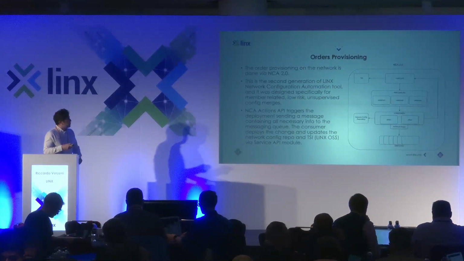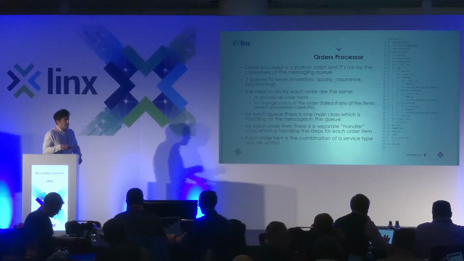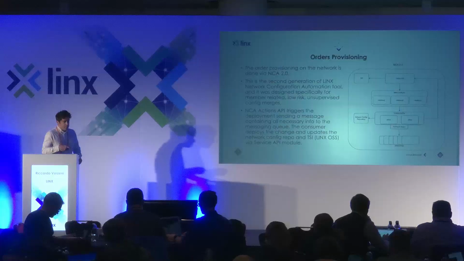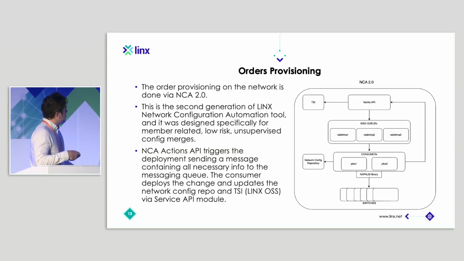By the way, the processor actually processes every queue, but when you reach the order provisioning part, we move towards the automation platform, which was already there. The automation platform used for the OMS is NCA 2.0, which is the second generation of the LINX network configuration automation tool. It was designed specifically for member-related, low-risk, unsupervised config merge. As you can see from the graph, it looks quite familiar with the original one. That's because we're reusing exactly the same infrastructure.